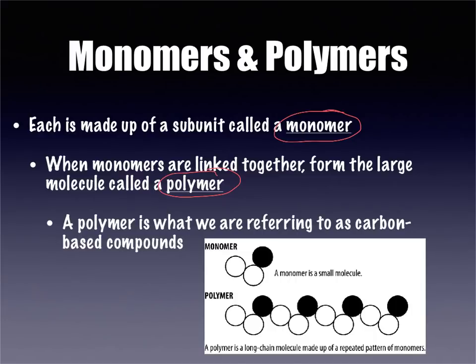So here, this is a small molecule. This is just this cluster of 3 atoms. But you link all these guys together, monomer plus another monomer plus another monomer plus another monomer. Now we're getting a whole bunch of them bonded together, which would form the polymer.